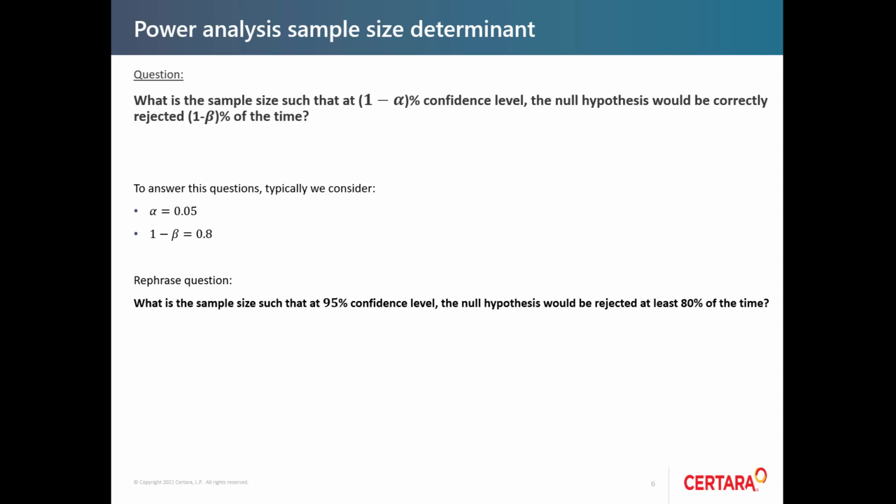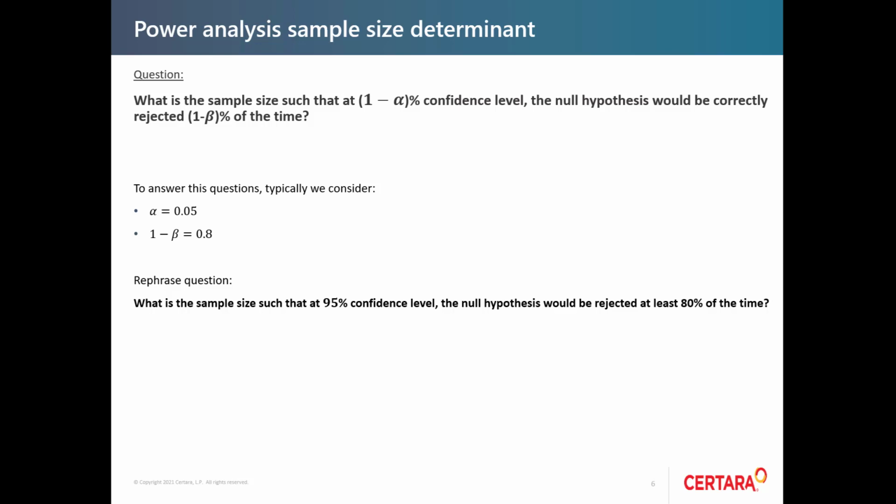So the main question in power analysis is, what is the sample size such that at 1 minus alpha % confidence level, the null hypothesis will be correctly rejected 1 minus beta % of the time? So if we assume alpha is equal to 0.05 and 1 minus beta, which is the power, is 0.8, we can rephrase the question and say, what is the sample size such that at 95% confidence level, the null hypothesis will be rejected at least 80% of the time?